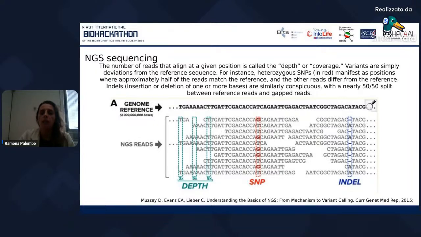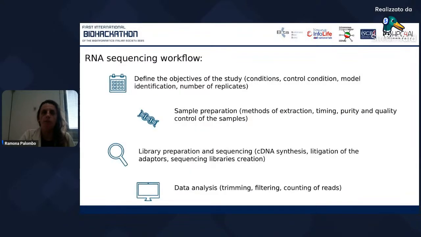transcriptome. Then we can also visualize SNPs, so single nucleotide polymorphisms that occur in half of the reads in a specific portion of the DNA or RNA molecule, but also we can identify some insertions or deletions that we can call indels. And upon sequencing analysis, we can also have this other information.